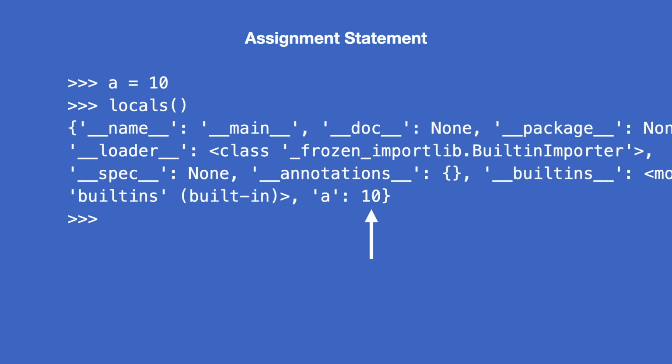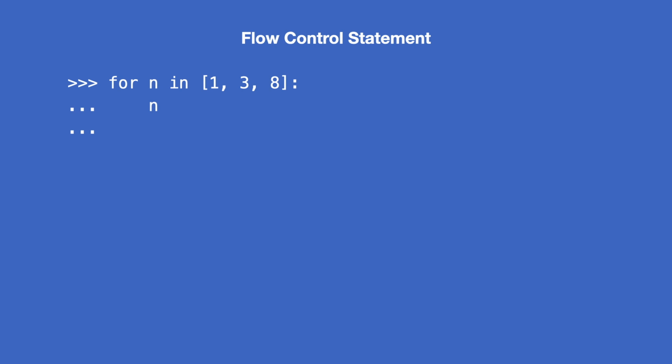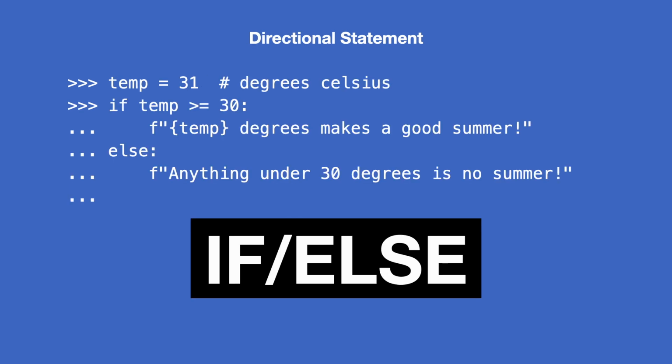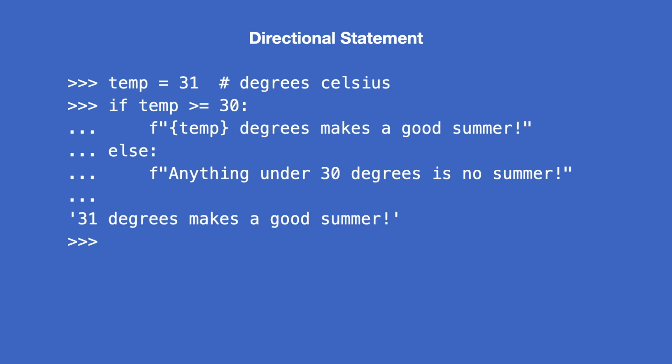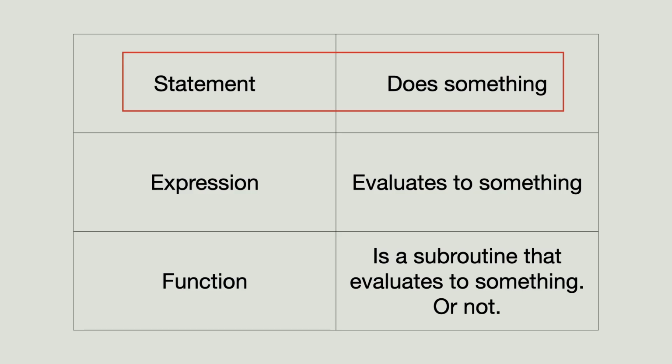So what more statements are there? A for loop is a flow control statement. If I execute this code, number 1, 3, and 8 appear. But the for loop itself did not evaluate to something. The output was created by evaluating the individual numbers. Something similar happens with if-else clauses. When I execute this code, one of the f strings will be evaluated. But notice that the if-else clause itself did not evaluate to something. So in general, you can say that a statement does something and does not evaluate to something.